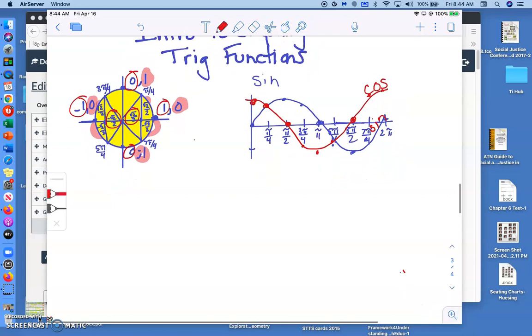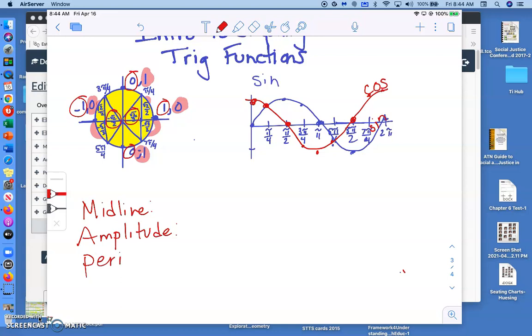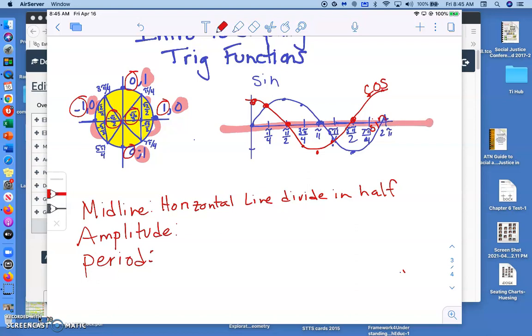So now we're going to talk about a couple things about this periodic function. We're going to talk about our midline, our amplitude, and our period. So the midline is the horizontal line that divides it in half. So if we were to look at this one, our midline is right in the middle. So our midline would be right here, that x-axis.